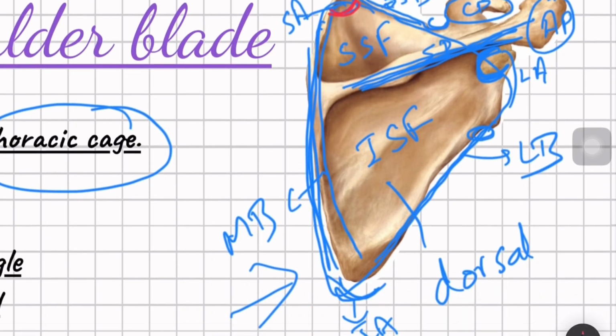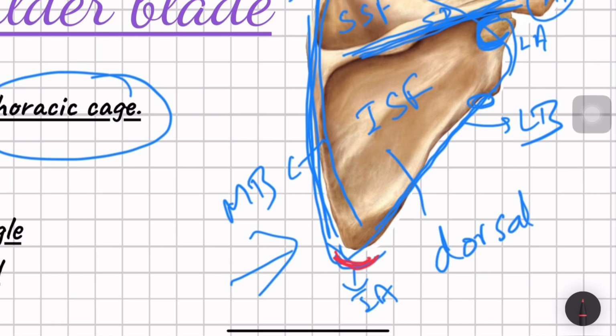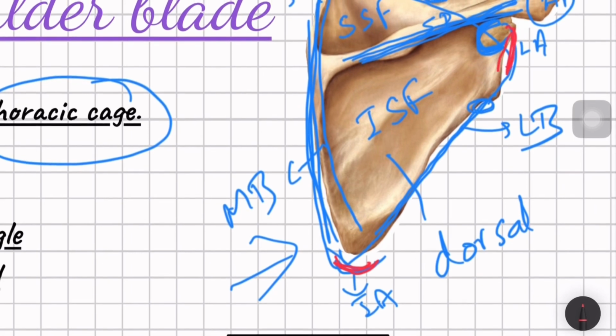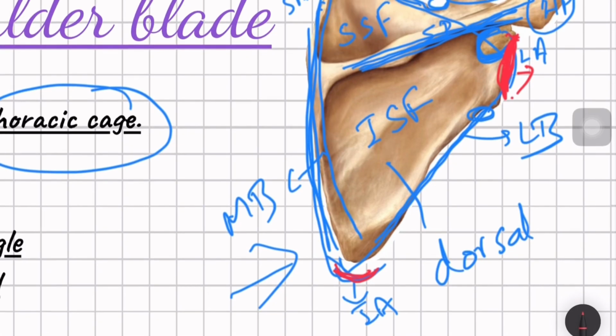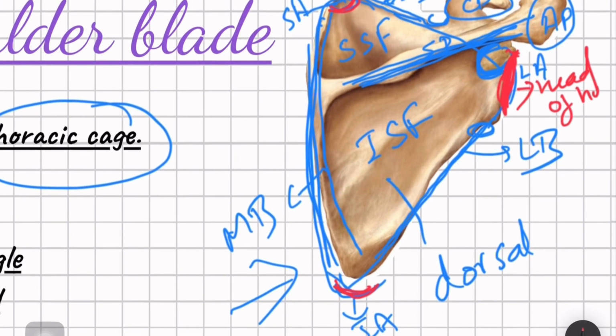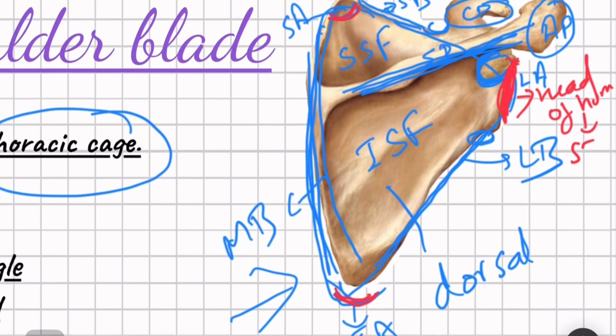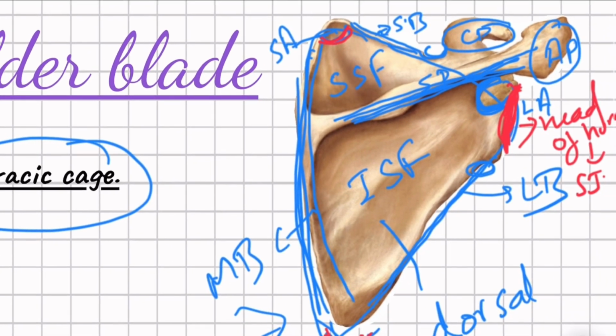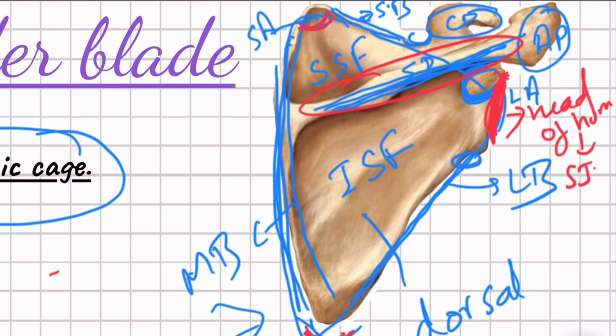This is the superior angle. This is the inferior angle, and this is the lateral angle. The lateral angle bears the glenoid cavity or fossa which articulates with the head of the humerus to form the shoulder joint. Now for the processes, this is the spinous process.